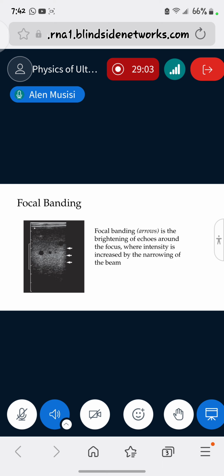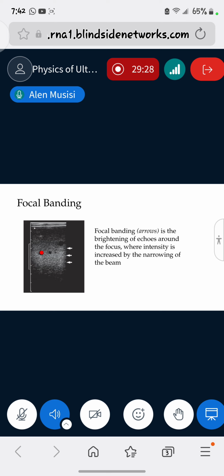Here they were using a linear probe, focusing somewhere in the phantom, and you see the enhancement around the focal zone. So focal banding is a brightening of the echoes around the focus, where the intensity is increased by narrowing of the beam.